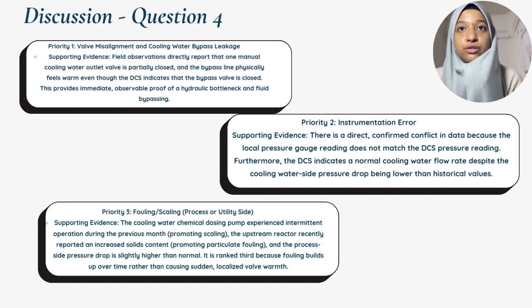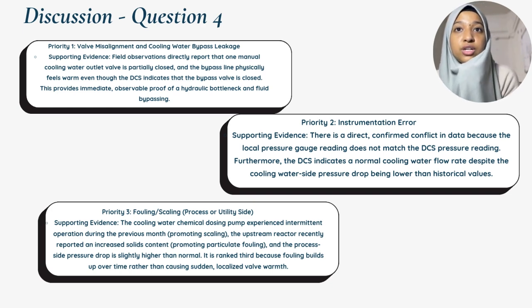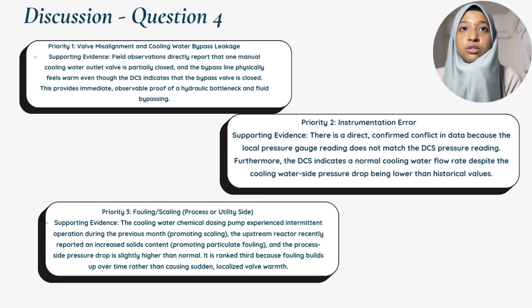So, first priority is valve misalignment and cooling water bypass leakage. The evidence is that field observation directly reports that one manual cooling water outlet valve is partially closed and the bypass line physically feels warm, even though the DCS indicates that the bypass valve is closed. This provides immediate observable proof of a hydraulic bottleneck and fluid bypassing.